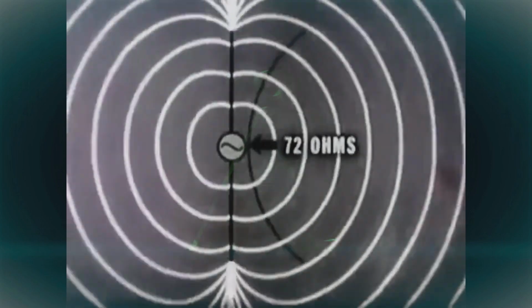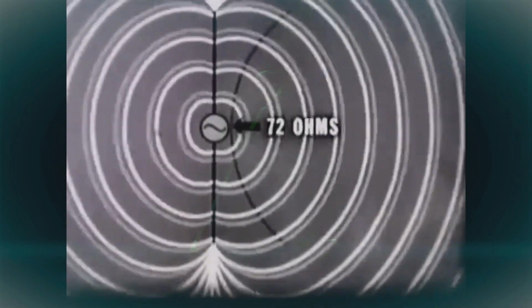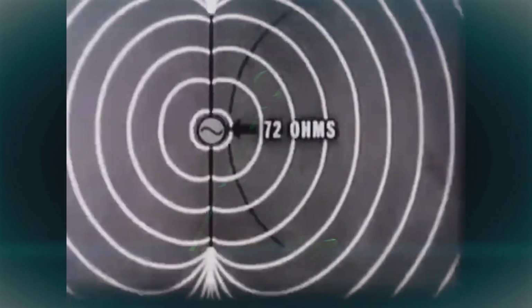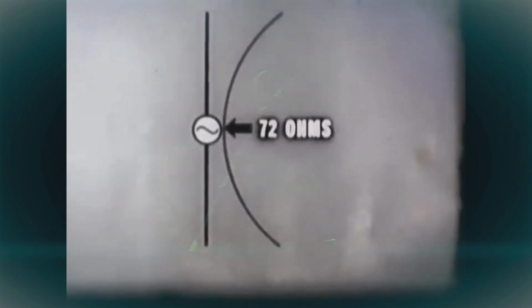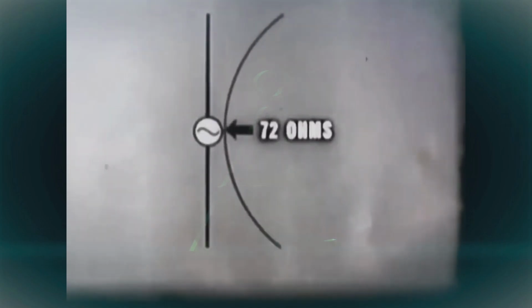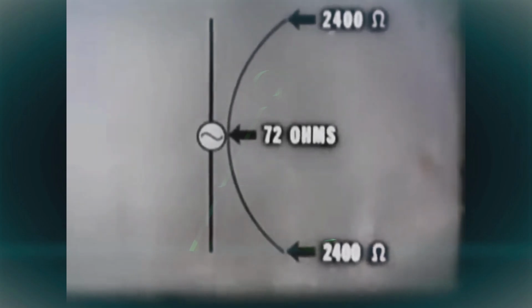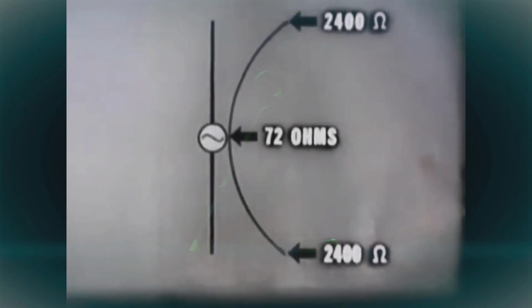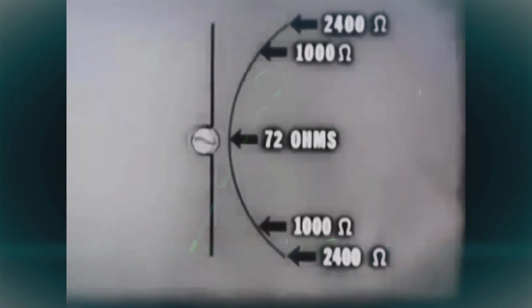Well, we know that when our antenna is radiating, it is dissipating energy. Tests show that the amount of energy radiated by the antenna is equivalent to the heat energy dissipated by a 72 ohm resistor connected across the generator terminals. At the ends of the antenna, impedance has a constant value of approximately 2400 ohms. With known values at the minimum and maximum points, we can interpolate values at any point on the curve.